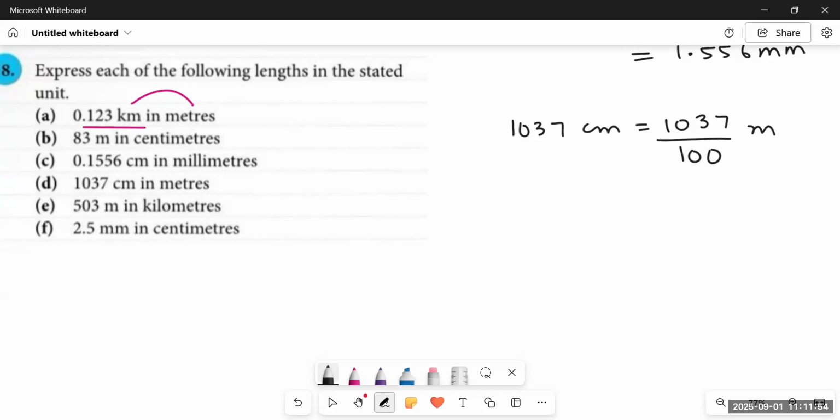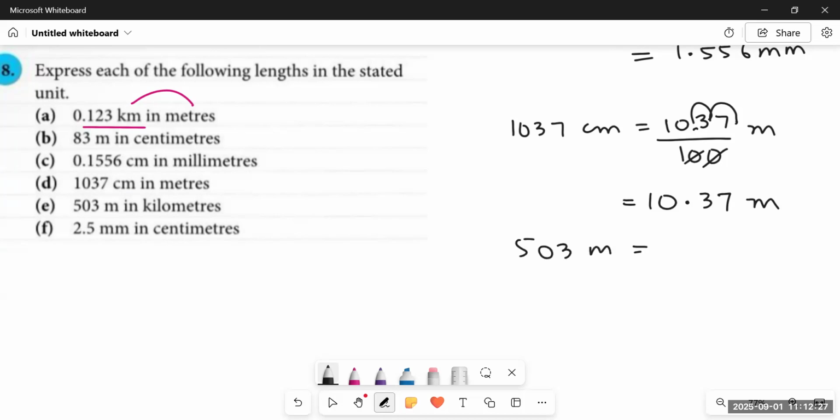You see? If we were provided with meters and we had to convert into centimeters, we'd multiply by 100. But if we have to convert centimeters into meters, then we are going to divide. Upon division, what will happen whenever we divide a whole number by 100? We cut the 2 zeros. The decimal will now move backwards. So here it comes before 7 and then before 3. And it becomes 10.37 meters. Right?